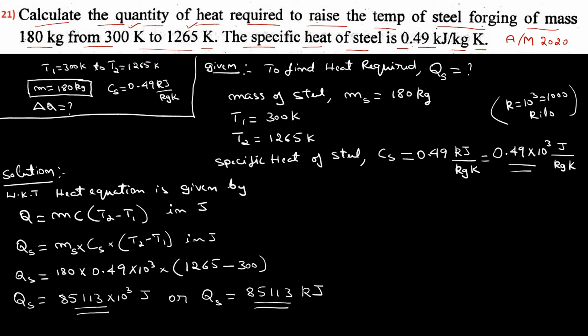Let me show the unit conversion. Q is equal to mc (T2 minus T1), where Q is the heat in joule. Of course, mass is denoted with kg. Specific heat is always denoted by joule per kg Kelvin. Difference in temperature is always in Kelvin. Kelvin cancels, kg cancels, remaining is joule. Therefore, the unit of heat is always joule.